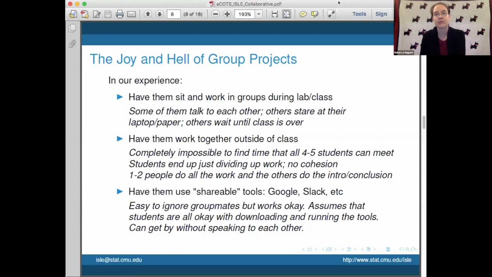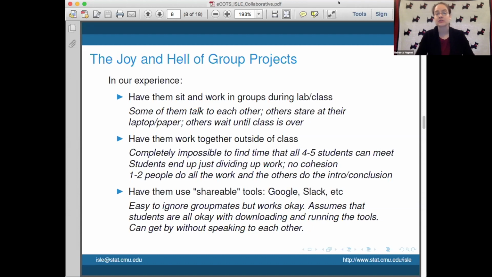We also have them use shareable tools. So they use Google, they use Slack, they do all kinds of group things. They're probably exchanging TikToks. I mean, they're doing stuff that I don't even know about. And one of the things that bothers us about this, it works okay, but it's very easy to ignore your group mates. There's not actually much interaction in terms of face-to-face. They're not often talking to each other.